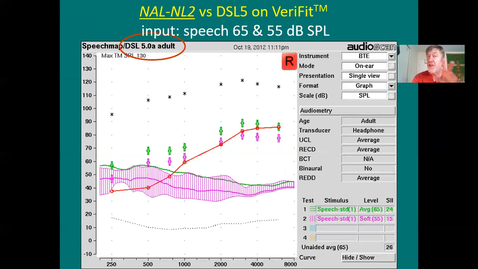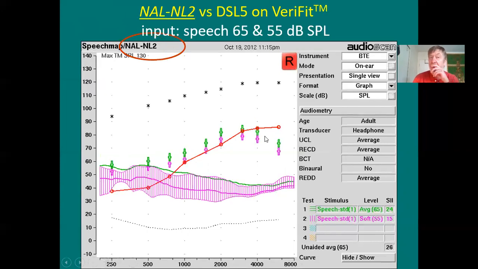So let's compare DSL 5 to NAL-NL2. Here's DSL 5 targets for average inputs and DSL 5 targets for soft inputs, the pink or purple. And now let's look at NAL-NL2. Targets for average inputs being green, targets for soft inputs being pink or purple. DSL 5, NAL-NL2. Can you see how close they are? In a weird way, fitting methods have become closer and closer together.